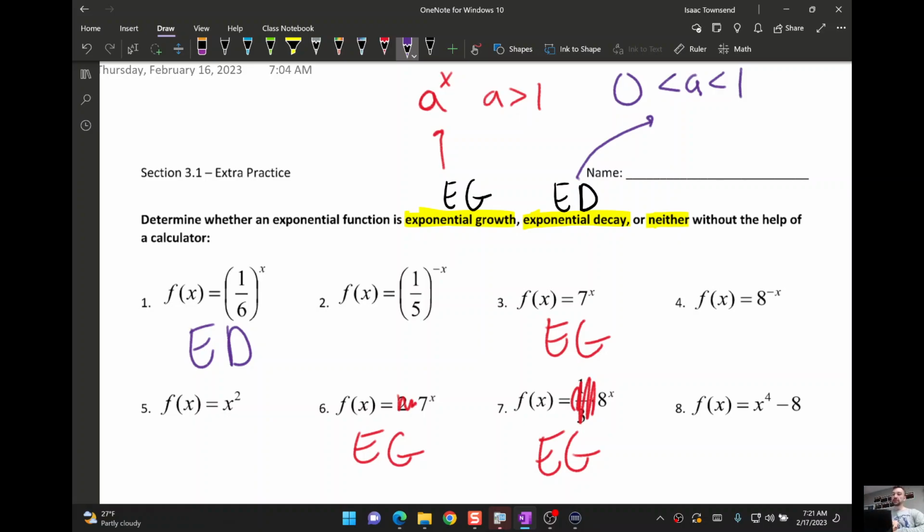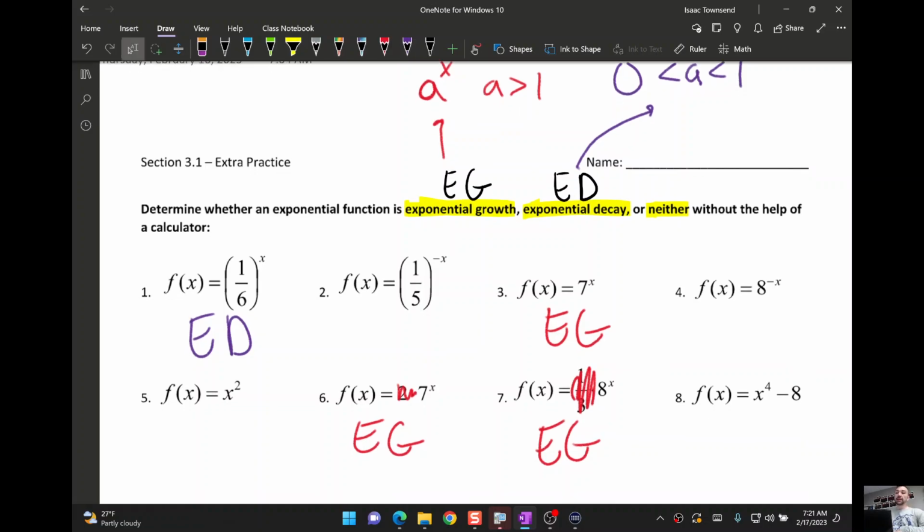And then that might be the only easy one. Of the easiest, or when I say easiest, I just mean the one I think would have the least amount of mistakes. Neither would be that it's not an exponential function. So remember, exponential functions are when the variable's in the exponent. So in question 5, there is no variable in the exponent. In question 8, there's no variable in the exponent.